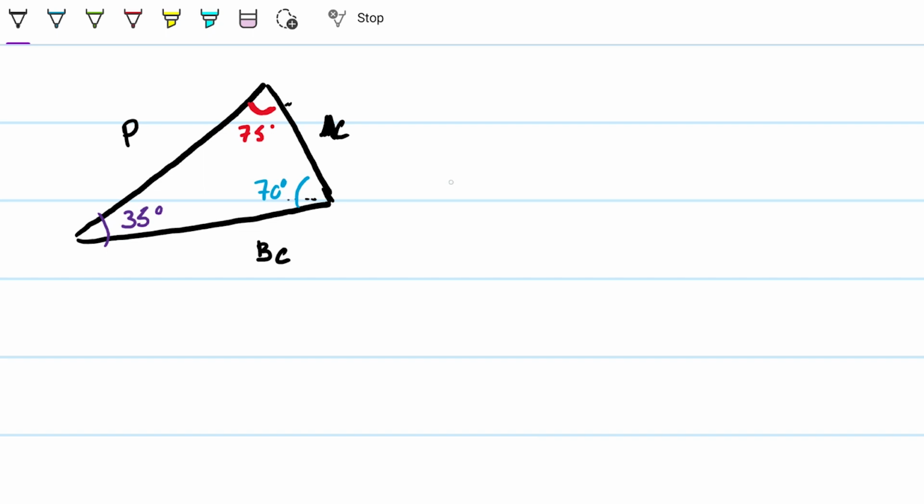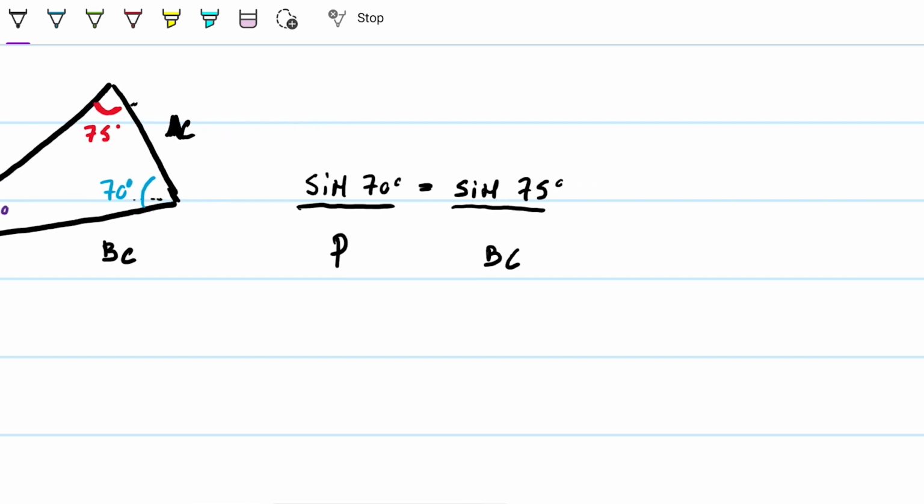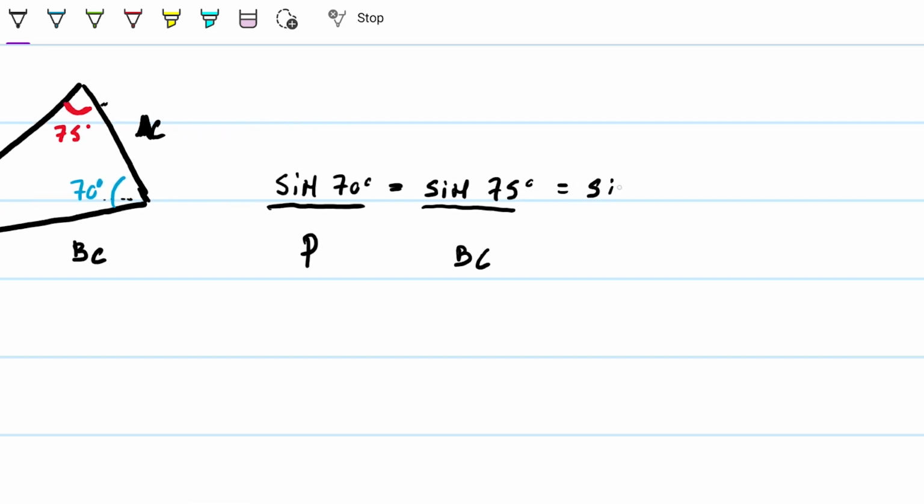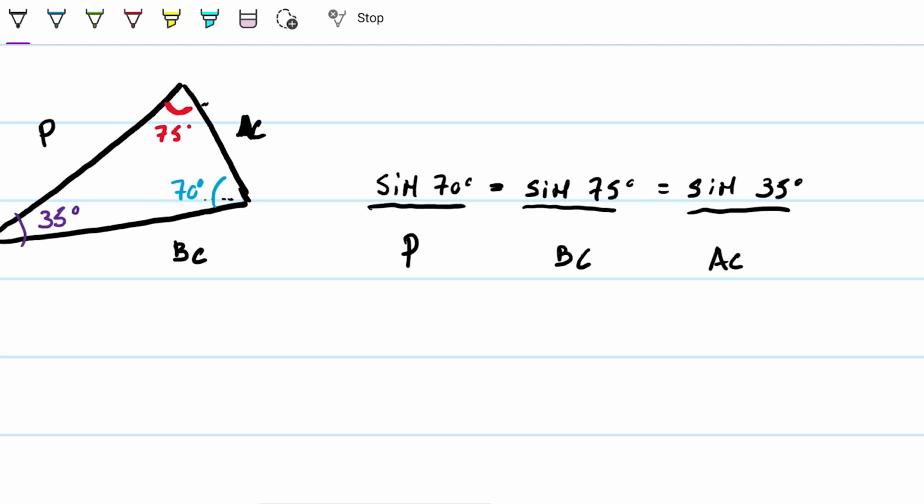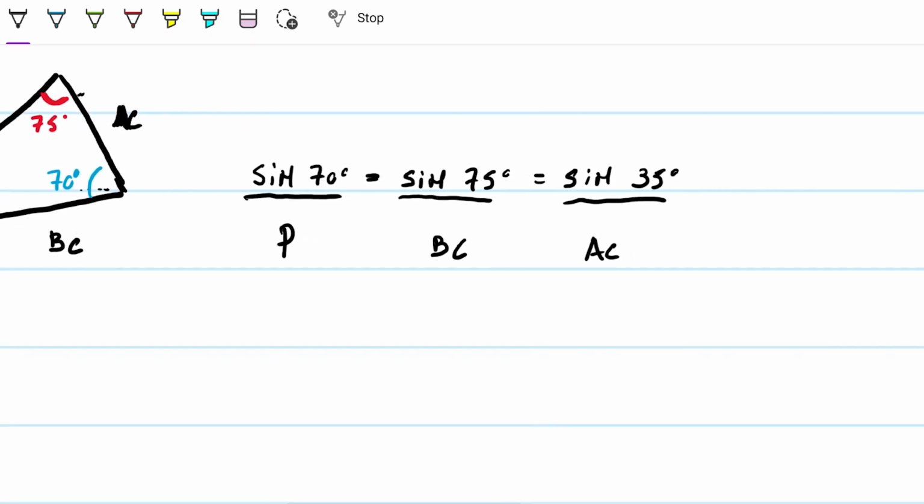We're going to apply the law of sines, which says that the sine of 70 over P needs to be equal to the sine of 75 over BC, which needs to be equal to the sine of 35 over AC. And with that, we can go ahead and just have two equations, two unknowns. So this is going to be super straightforward, right?